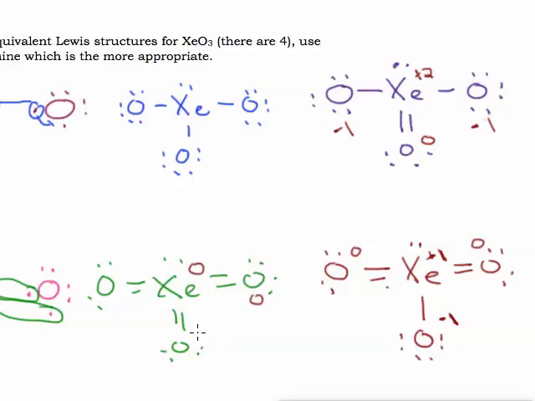So 1, 2, 3, 4, 5. That gives us plus 3. So this one is the least likely because it has the highest formal charges. This one is the most likely. And this one is the next most likely. Because they always want to have the lowest formal charge.